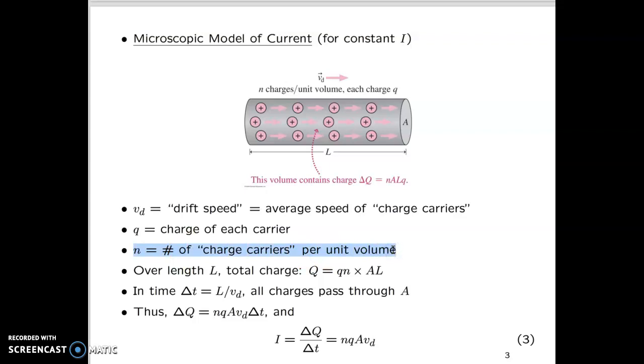So you might ask, if I have a cylinder of length L, cross section A, how much charge do I have inside the cylinder? Well, it'll be the volume of the cylinder, which is A times L, times n, which is the number of charges per unit volume. That will simply give you the total number of charges, n times the volume. Multiply that by the amount of charge on each one of those particles. That gives you the total amount of charge inside this cylinder.